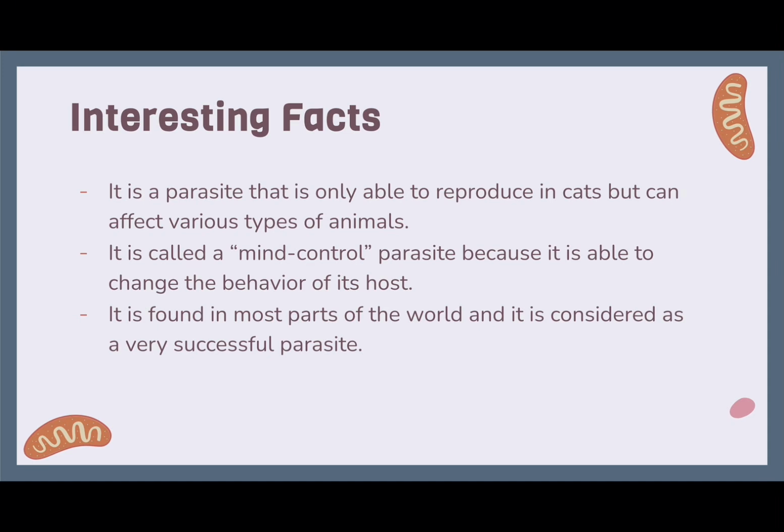Something interesting that we learned is that this is a parasite that is only able to reproduce in cats but can affect various types of animals. It is a mind control parasite because it is able to change the behavior of its host. It is also found in most parts of the world and is considered a very successful parasite.